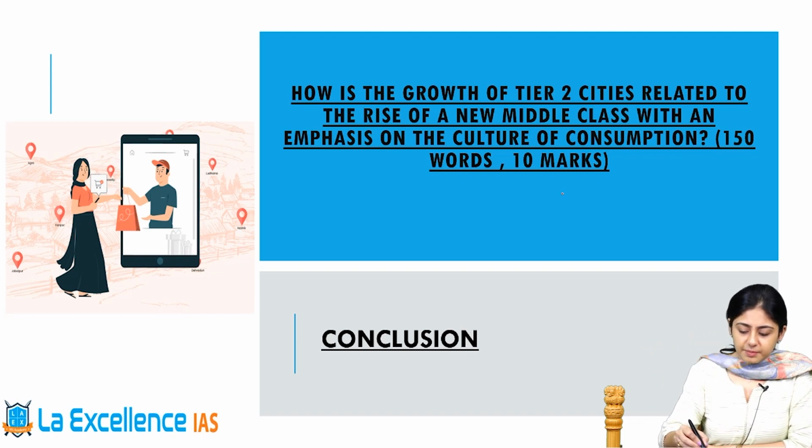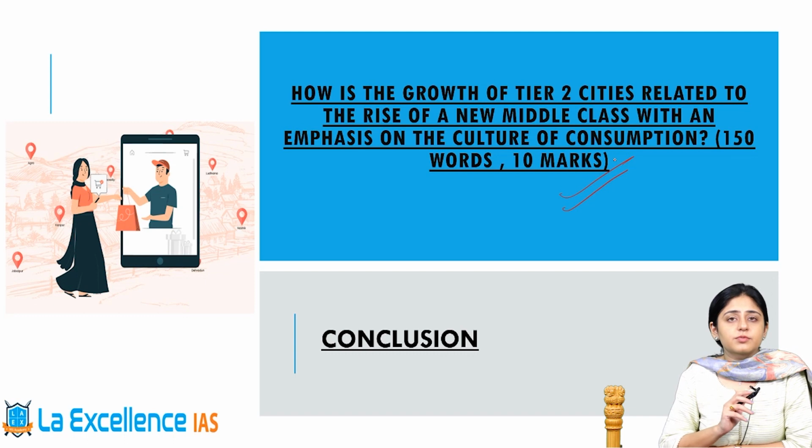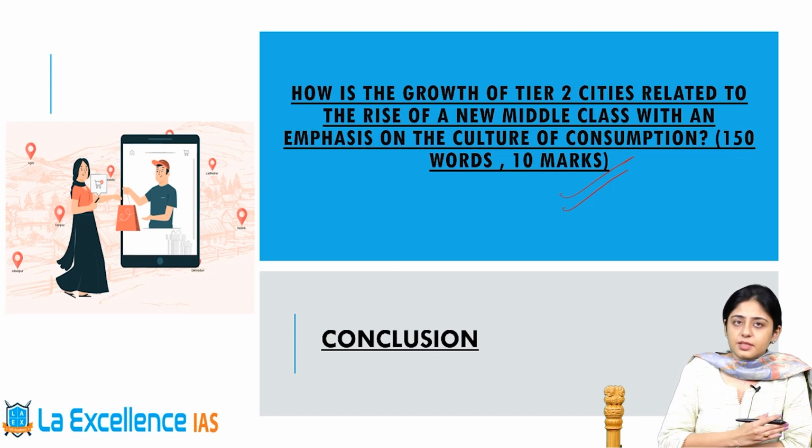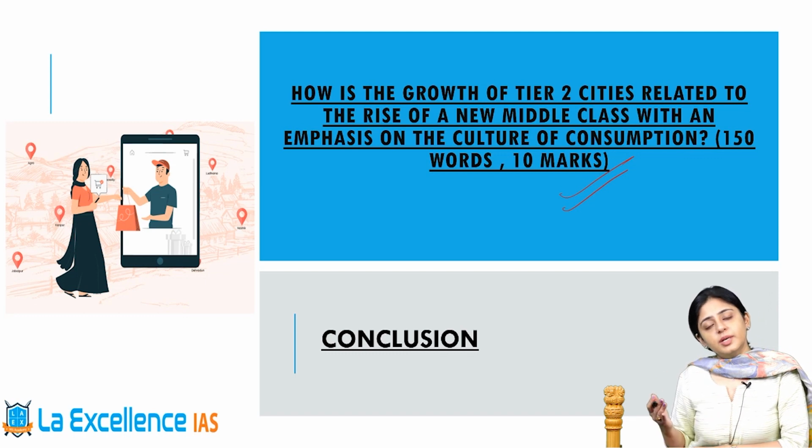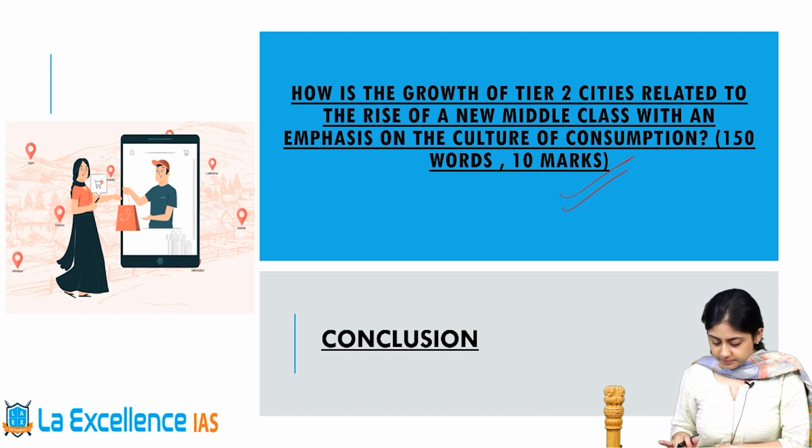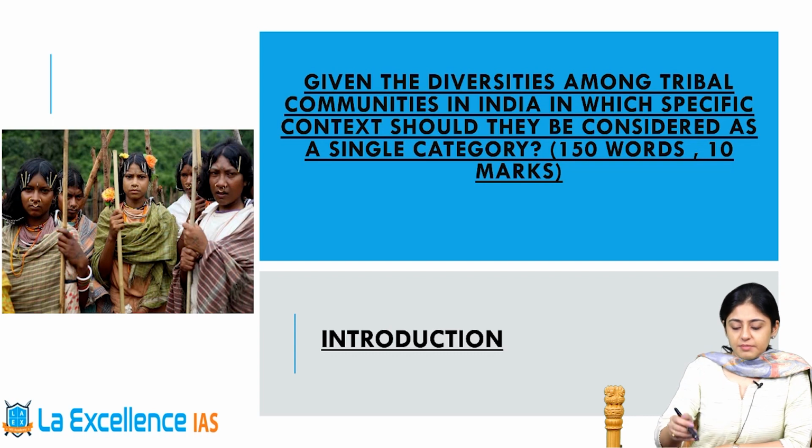So again, we have completed this second question, which was of 10 marks. First we completed this work from home, impact on family. Now culture of consumption, new middle class in tier 2 cities, right? So the last 10 marker was about your tribals. Very simple answer, right? You can easily write it.